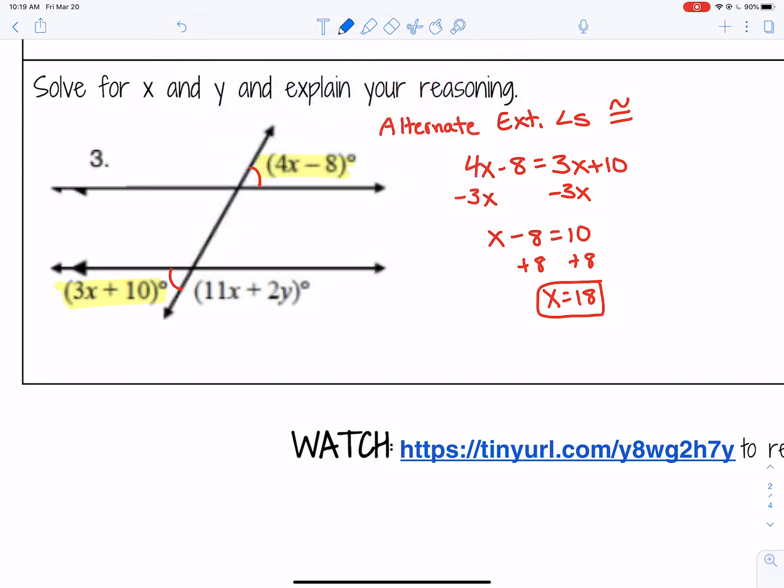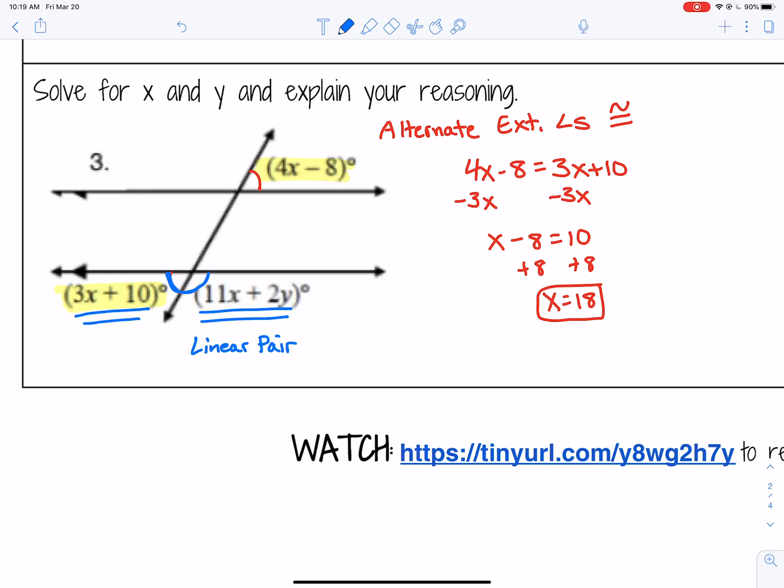All right, so now that we know what x equals, we're able to go back and solve for y. So I would just take these two down here at the bottom. They're right beside each other, and they form a linear pair. So when we have a linear pair, those are supplementary. So I'm going to write linear pair. Those are supplementary. So let's say 3x plus 10 plus 11x plus 2y equals 180. But we could go ahead and plug in 18 just to help make this a little easier.